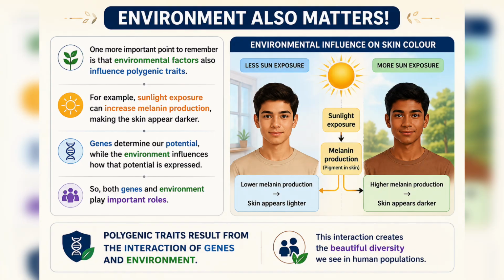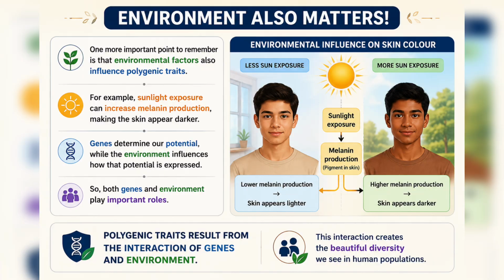One more important point to remember is that environmental factors also influence polygenic traits. For example, sunlight exposure can increase melanin production, making the skin appear darker. So, both genes and environment play important roles.